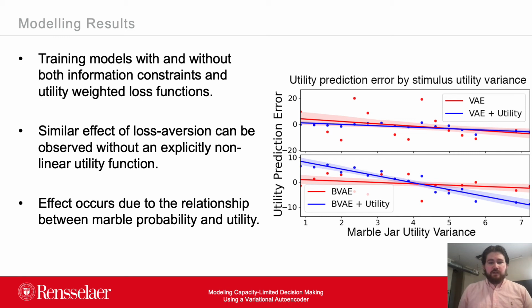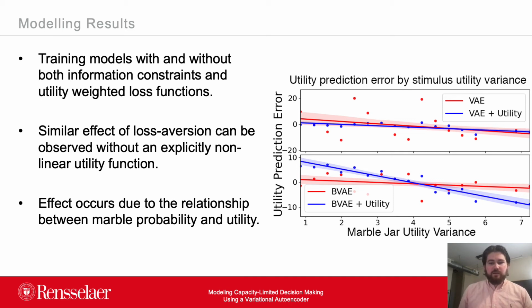Our modeling results showed that similar risk-averse behavior can be observed through altering the information processing capacity and utility weight of our model without an explicitly nonlinear utility function. This contrasts with previous explanations of risk-averse behavior.